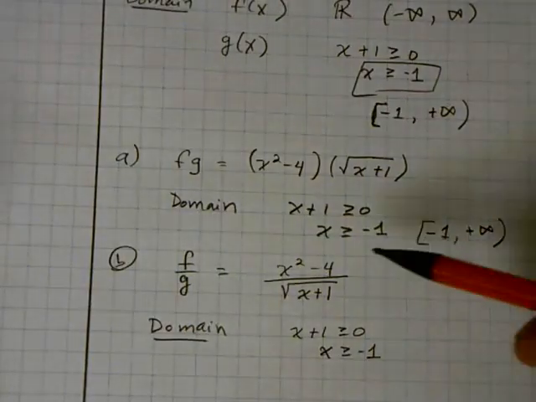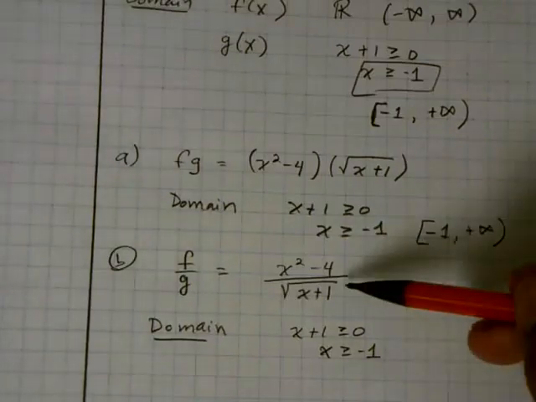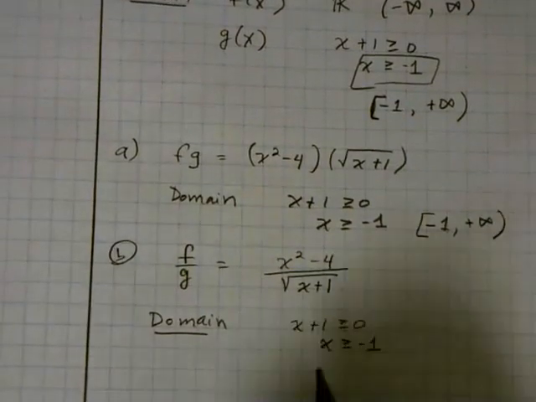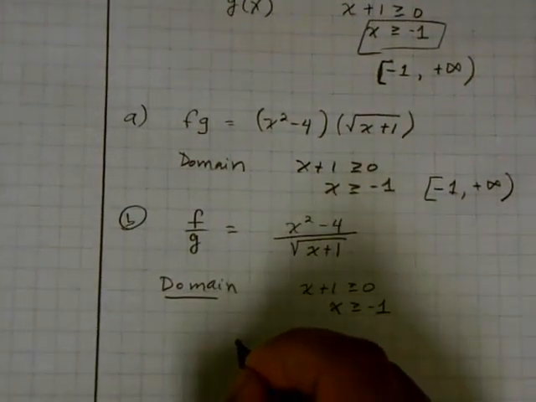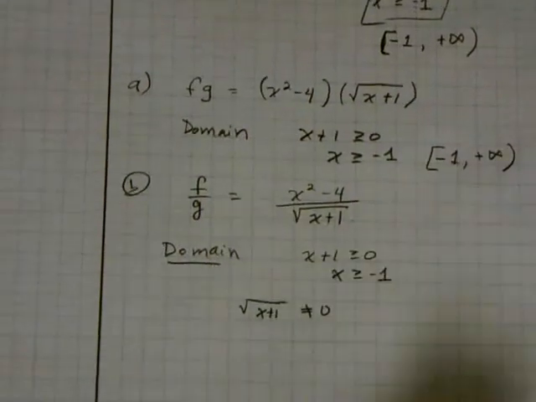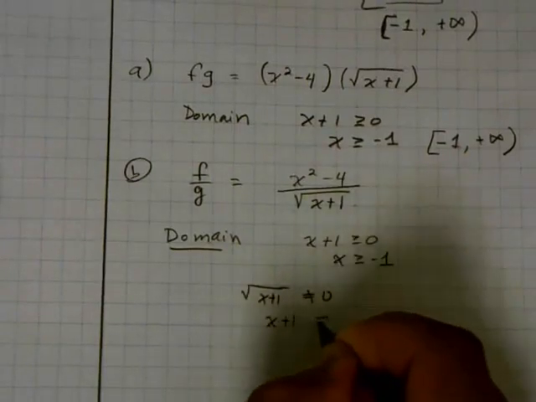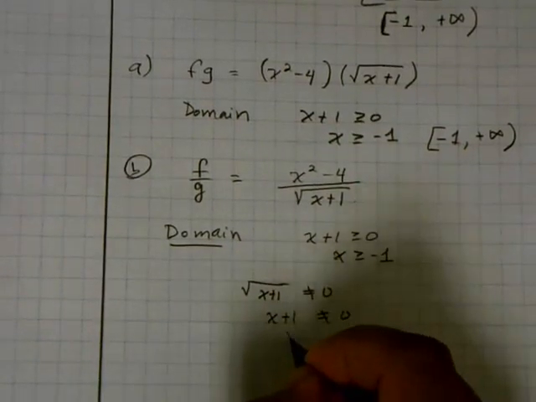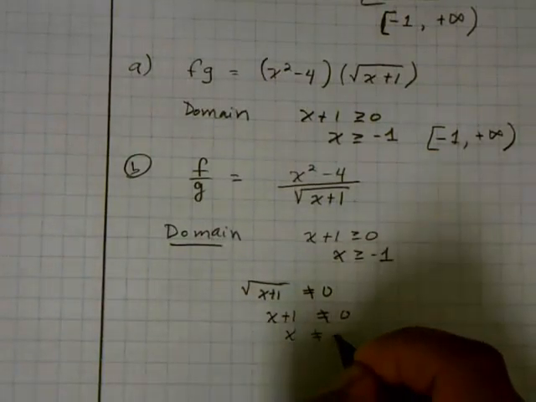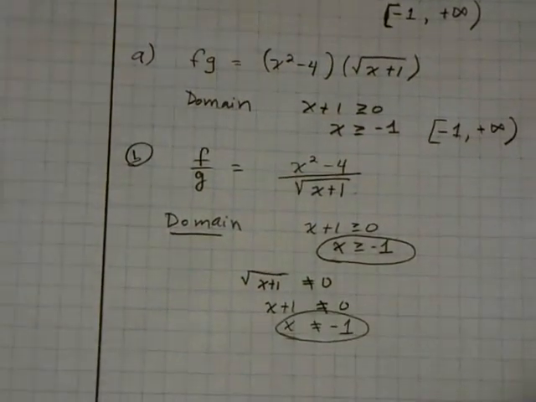But now you see that the square root of x plus 1 is in the denominator, so now we have a new restriction, namely the denominator cannot be equal to 0. So I have to check and make sure that the square root of x plus 1 is not equal to 0. I want to square both sides, and that gives me x plus 1 is not equal to 0. And it means x cannot be equal to negative 1.